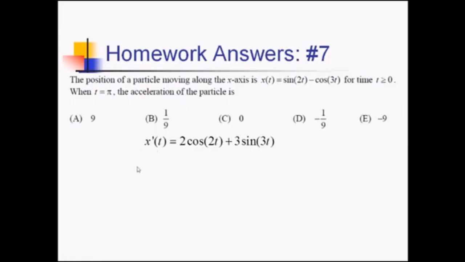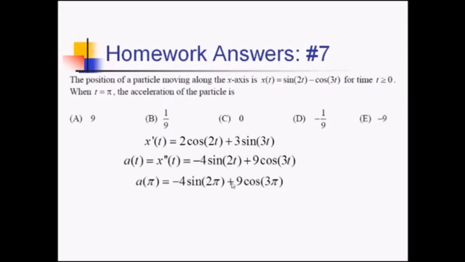X double prime, acceleration now, that's going to be negative 4 sine of 2t, and this is going to be plus 9 cosine of 3t. So we just need to plug pi in for all of these. So if I go ahead and do that, we've got sine of 2 pi, that is 0. So that just zeroes out the first term. Cosine of 3 pi, well, this is like having cosine of 1 pi. So that's going to be negative 1 times 9 is negative 9. So negative 9, choice E.